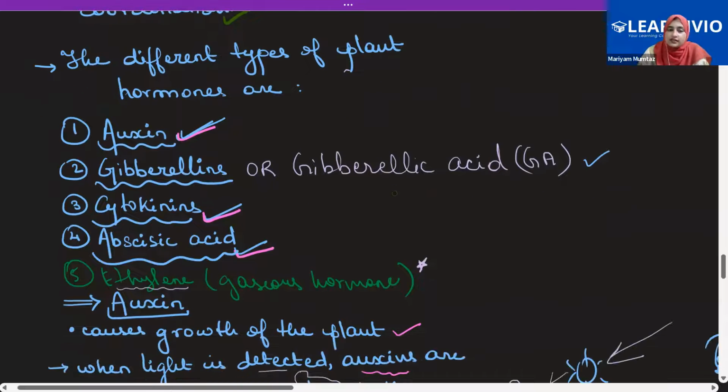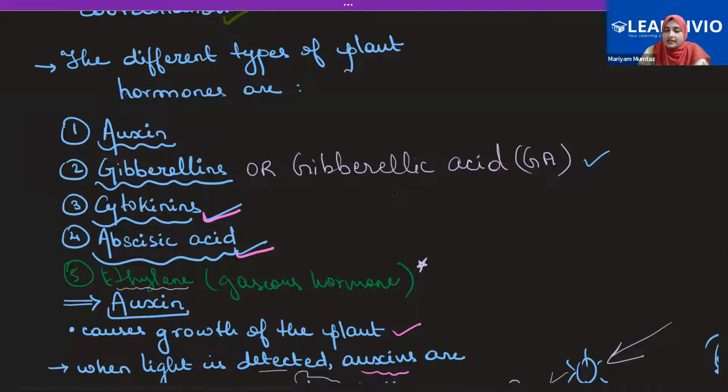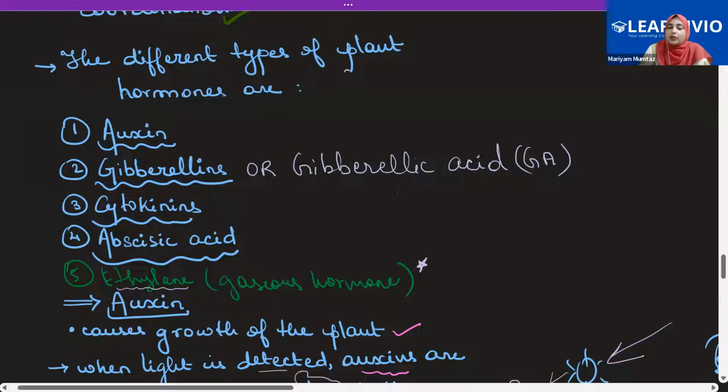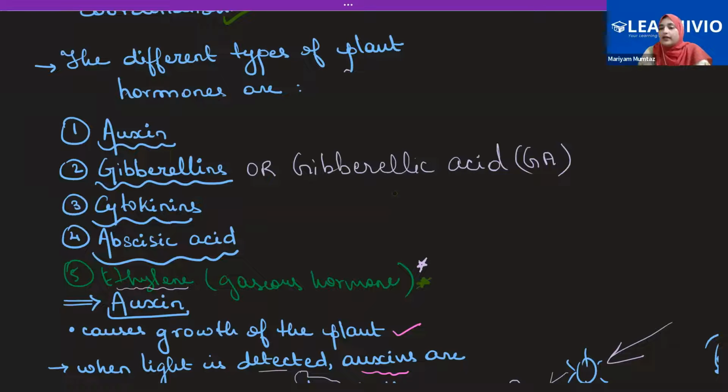So there is auxin, then there is gibberellins that are also called gibberellic acid. There is cytokinins and abscisic acid. Out of all of them, there is one gaseous hormone, that is ethylene. This is the only gaseous hormone.